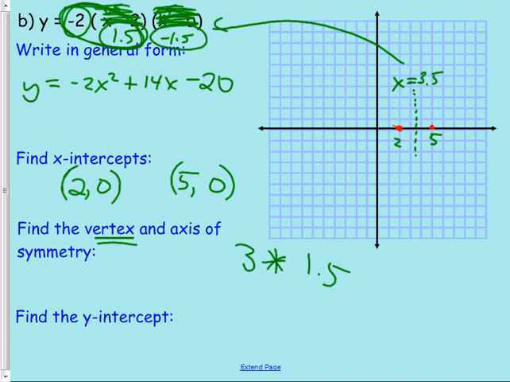Now, if that's hard for you to do in your head, I understand. The way you do it is you go 3 times the 1 makes 3. And 3 times the 0.5. What's half of 3? 1.5. So 3 times the 1 made 3, plus 3 times the 0.5 makes 1.5. Total is 4.5.